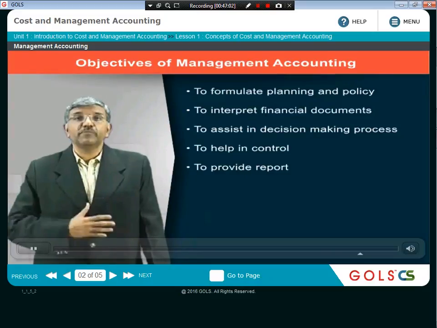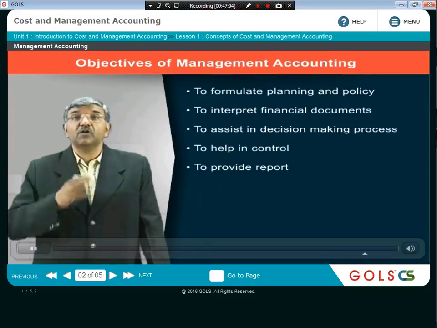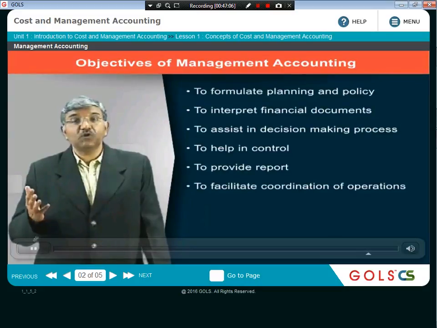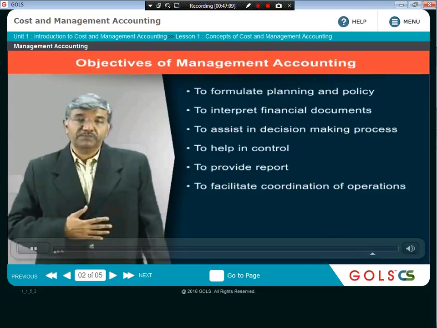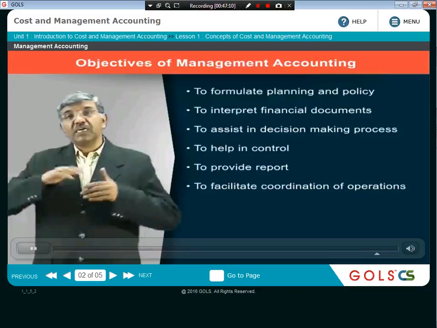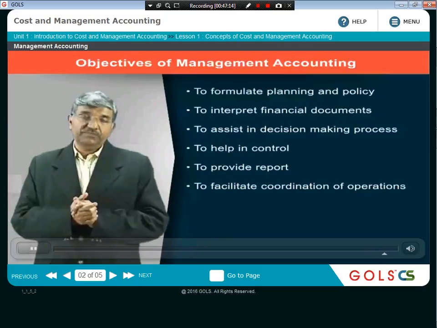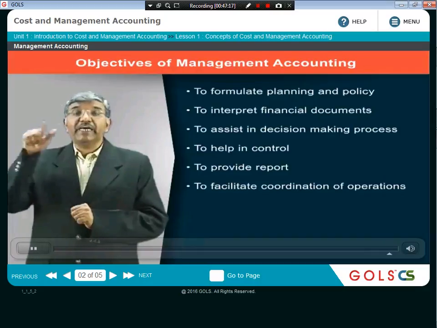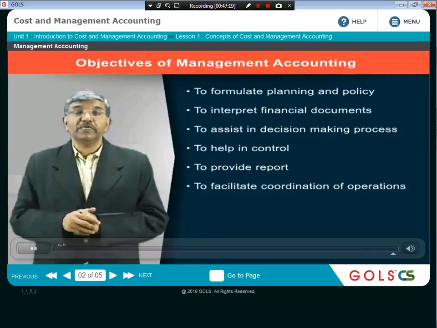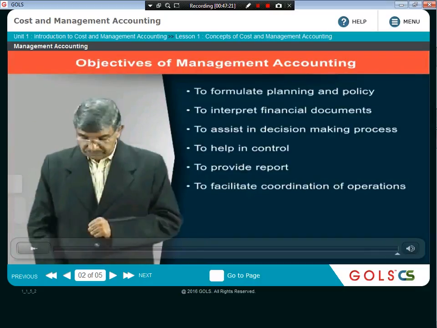That is also one of the objectives, and to facilitate the coordination of the operation. Between cost accounting, financial accounting, and the management, having proper coordination in the operation of an entire organization is another important objective of management accounting.